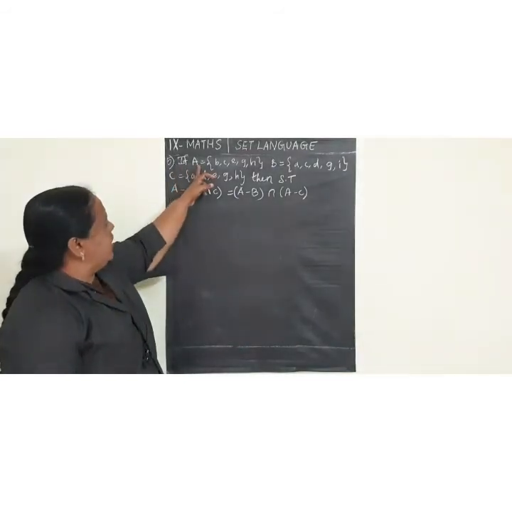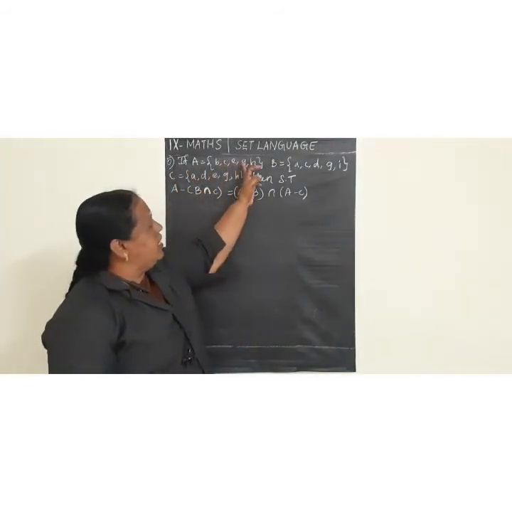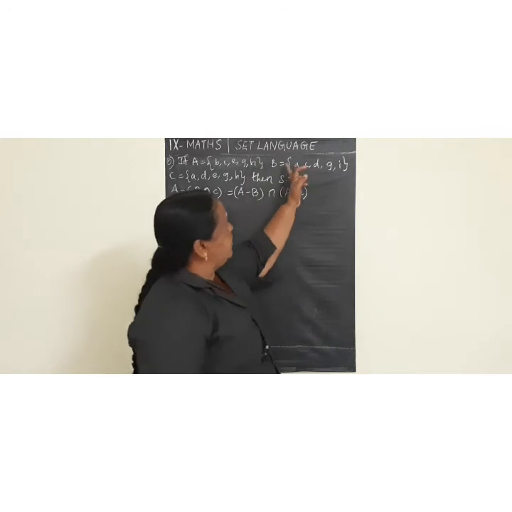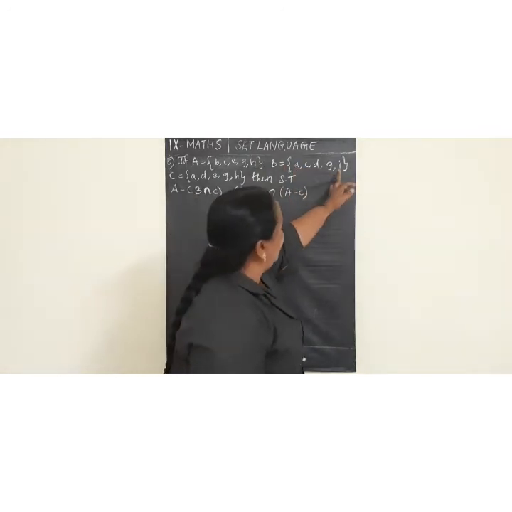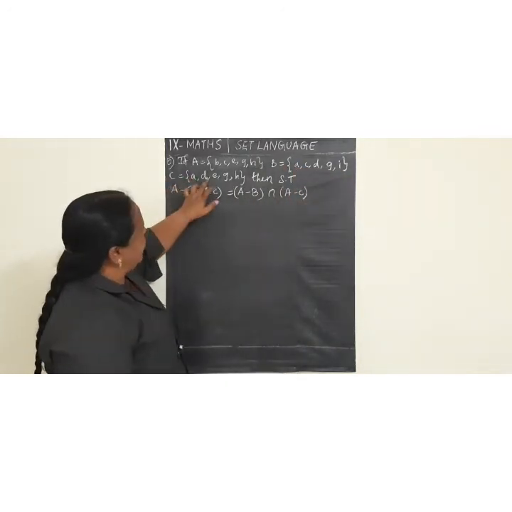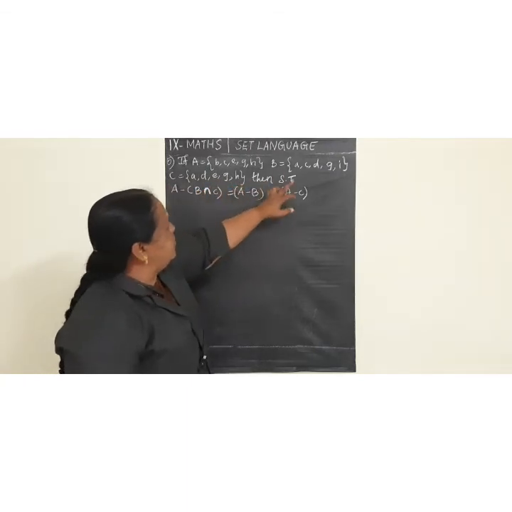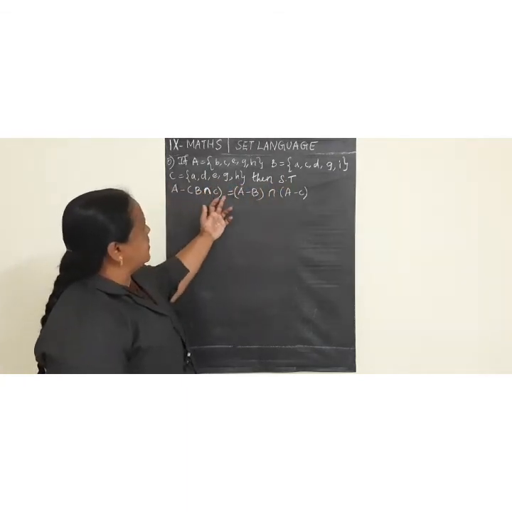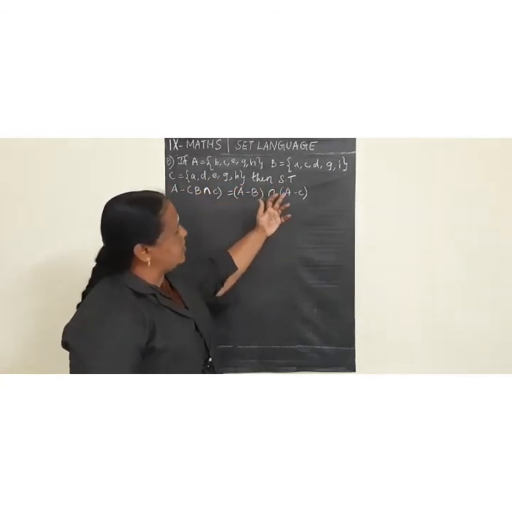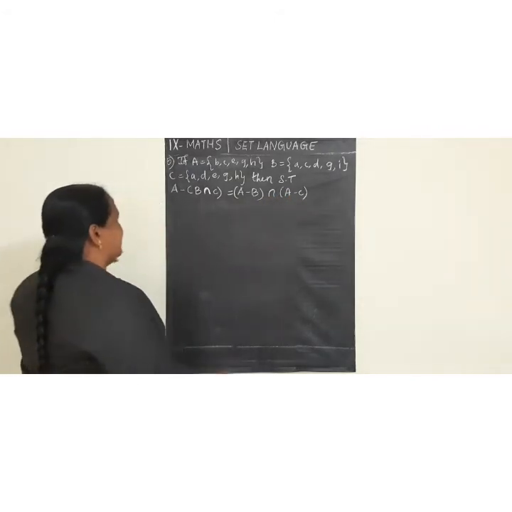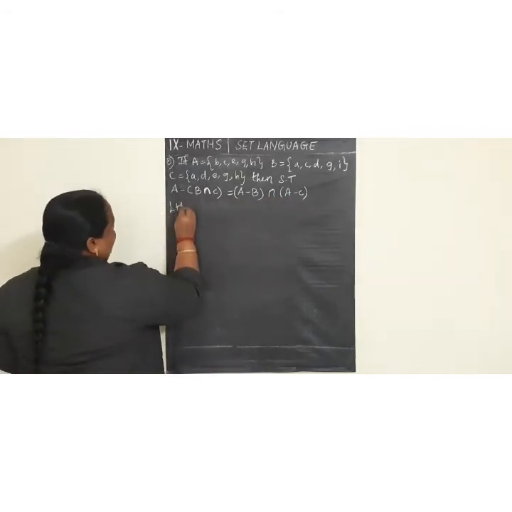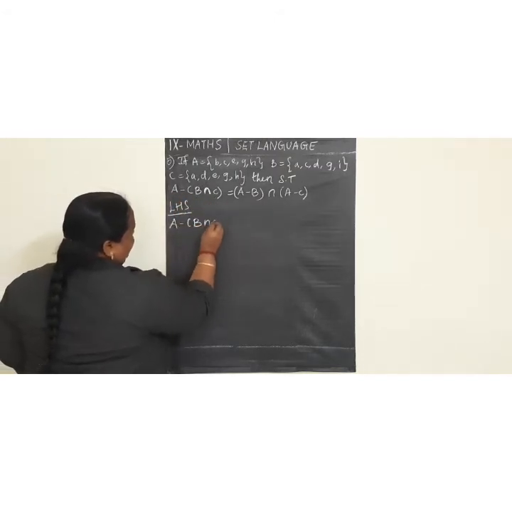The next sum: if A is equal to {B, C, E, G, H}, set B is equal to {A, C, D, G, I}, and set C is equal to {A, D, E, G, H}, then show that A minus B intersection C is equal to A minus B intersection A minus C. In this, first we take the LHS side. LHS is equal to A minus B intersection C.